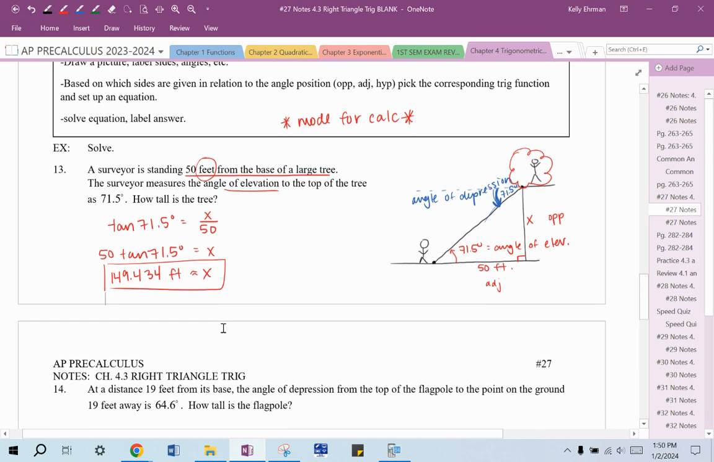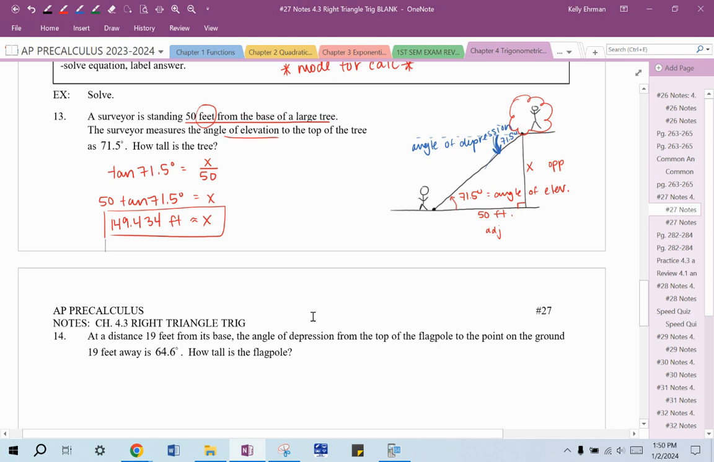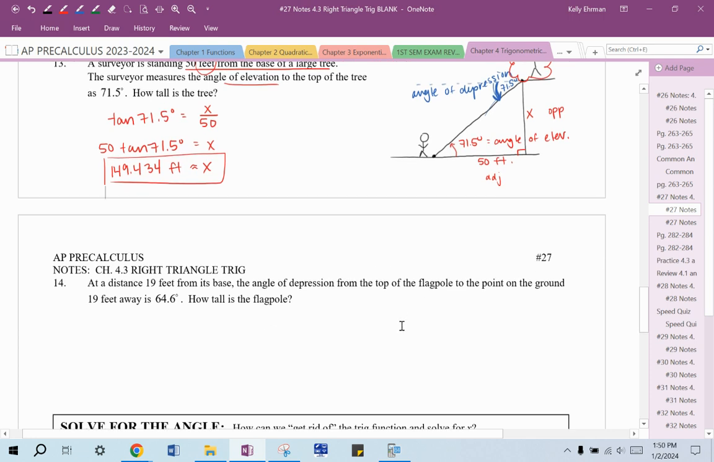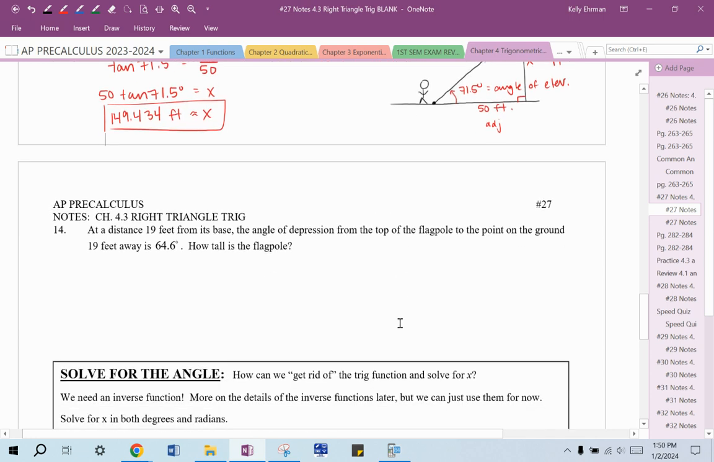All right, next problem. No picture provided to start this one out. So at a distance 19 feet from its base, the angle of depression from the top of the flagpole to the point on the ground 19 feet away is 64.6 degrees. How tall is the flagpole? Anytime I'm given an angle of depression, I like to draw it as an angle of elevation because remember, they're going to always be equivalent.